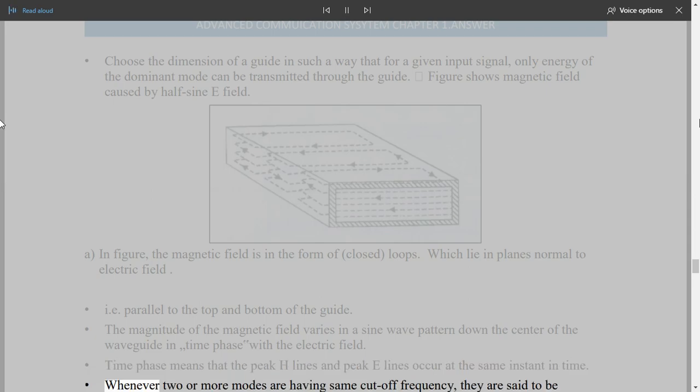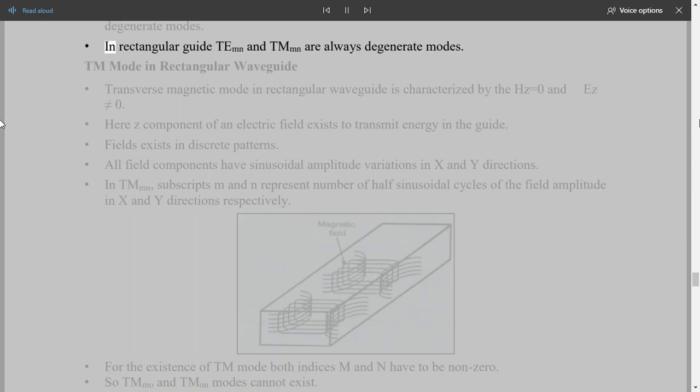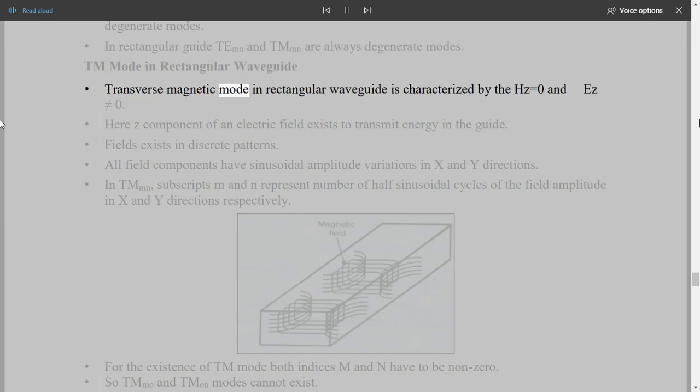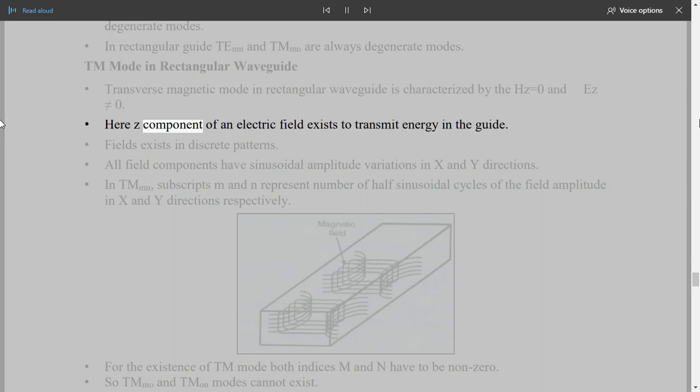Whenever two or more modes have the same cutoff frequency, they are said to be degenerate modes. In rectangular guide TMMN and TMNM are always degenerate modes. TM mode in rectangular waveguide, transverse magnetic mode in rectangular waveguide, is characterized by Hz equals 0 and Ez not equal to 0. Here the Z component of the electric field exists to transmit energy in the guide.